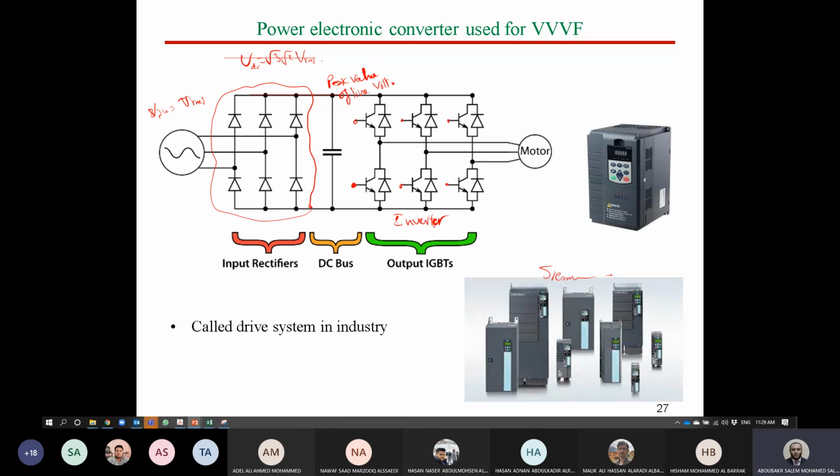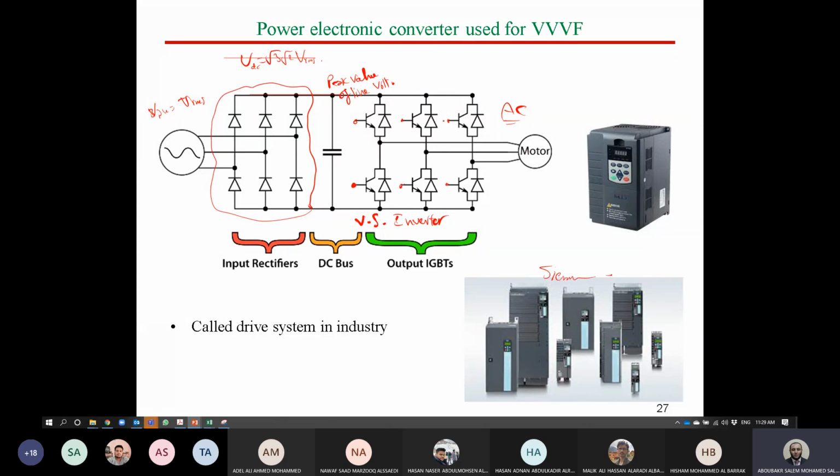This shape is called a voltage source inverter because we have many types of inverters. The output of this inverter is AC and includes some harmonics. It's not pure sinusoidal. We call it a quasi-square waveform. So the output here will be quasi-square, corresponding to the required RMS voltage needed for the motor.